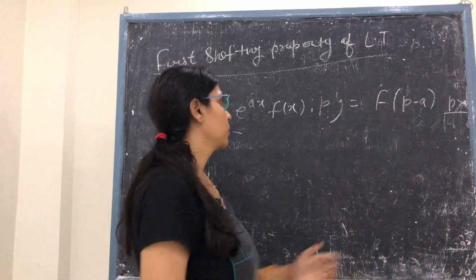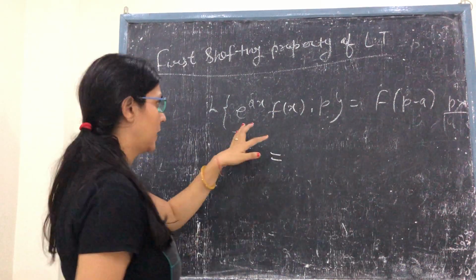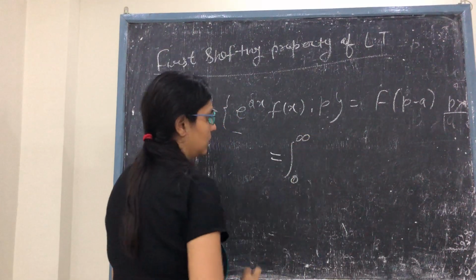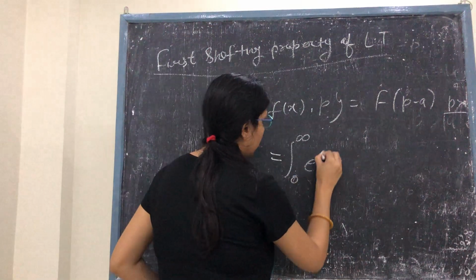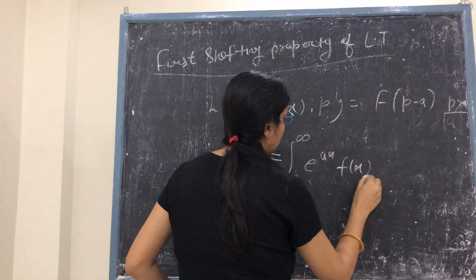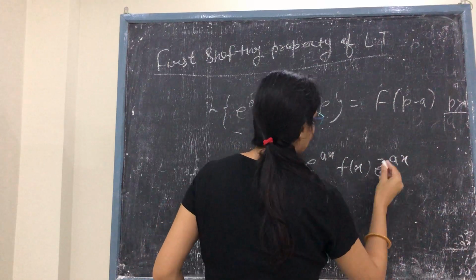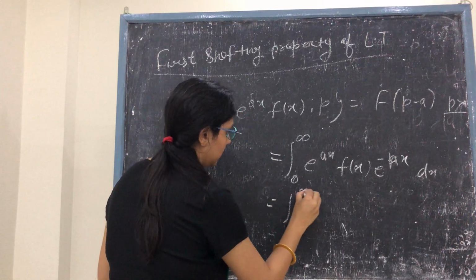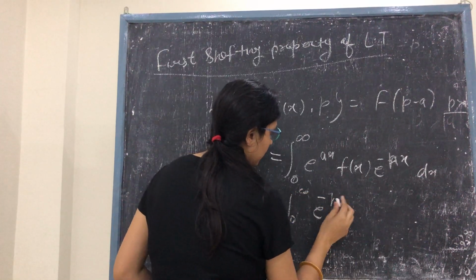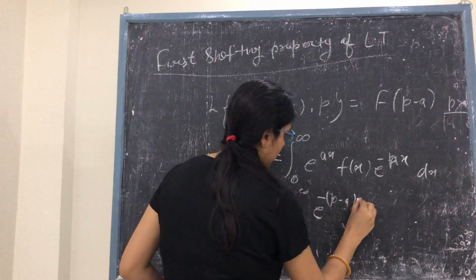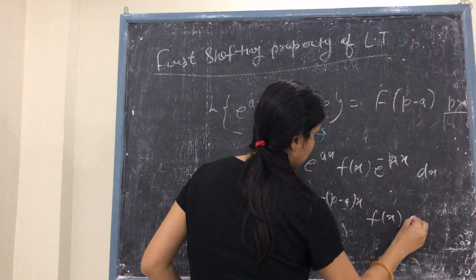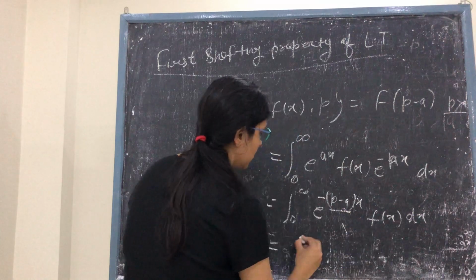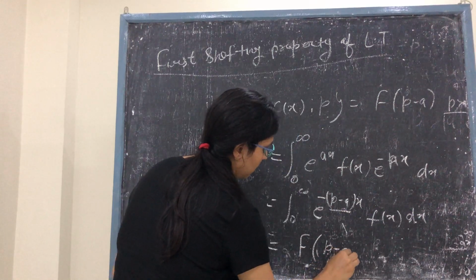So how can we prove this? If we take the Laplace transformation of e to the power ax f of x, using the definition of the Laplace transformation, we can write it as integral from 0 to infinity e to the power minus (p minus a)x f of x dx. It can be written as p is changed by p minus a, that is f of p minus a.